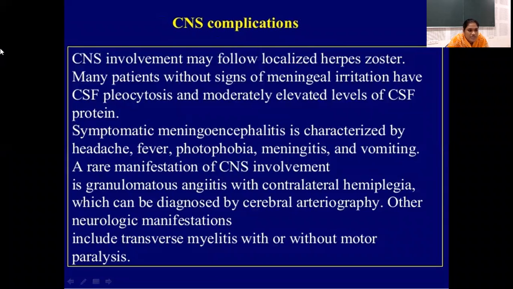So CNS complications may follow localized herpes zoster. Many patients without symptoms of meningeal irritation have moderately elevated CSF protein and pleocytosis. Symptomatic meningoencephalitis is characterized by headache, fever, photophobia, meningismus, and vomiting. These others are very rare complications. Transverse myelitis with or without motor paralysis can also be seen.